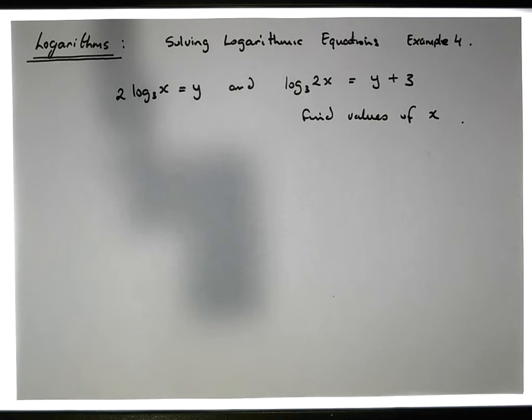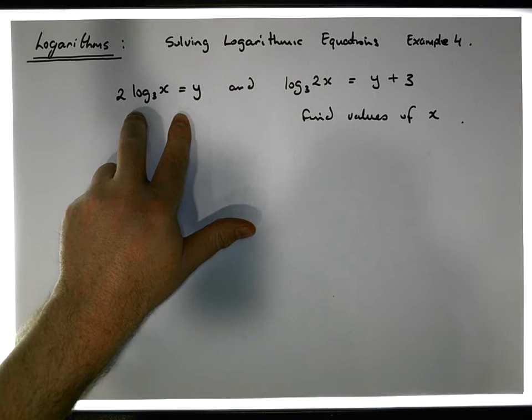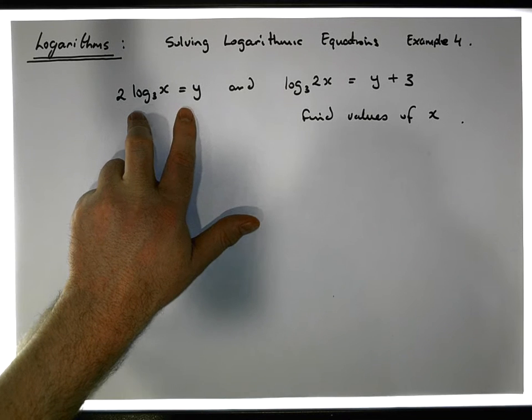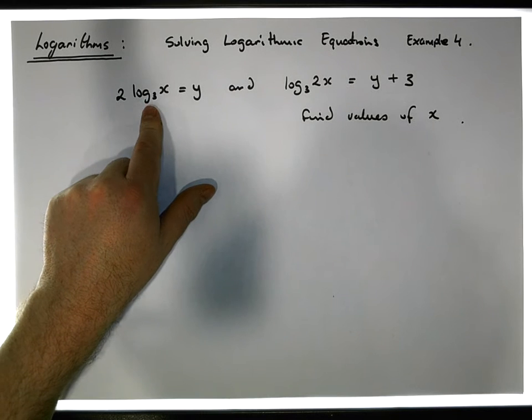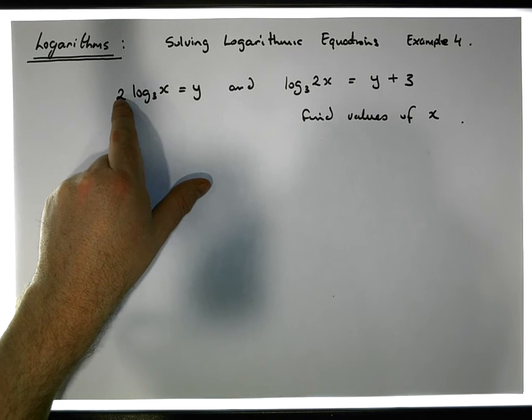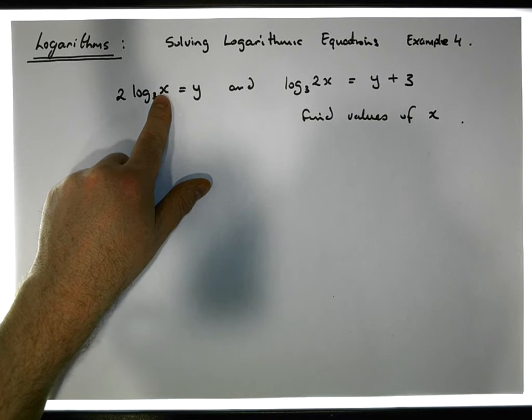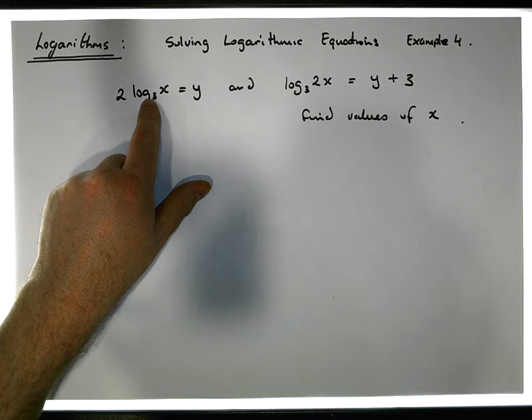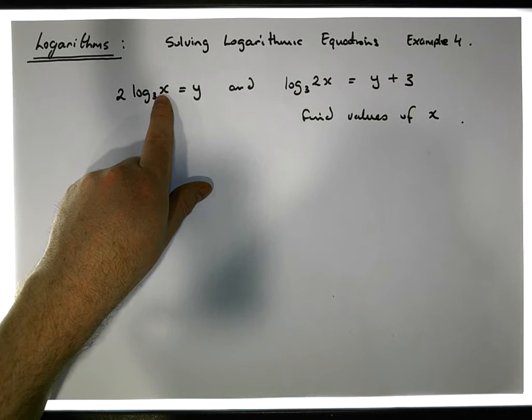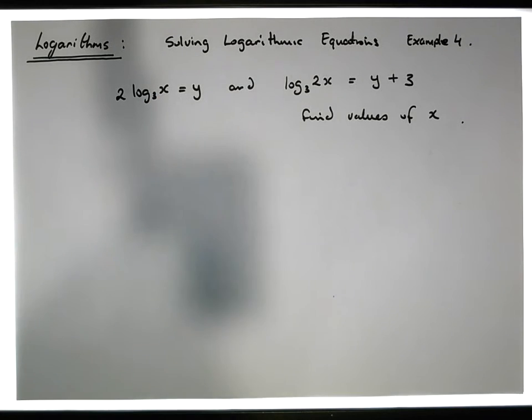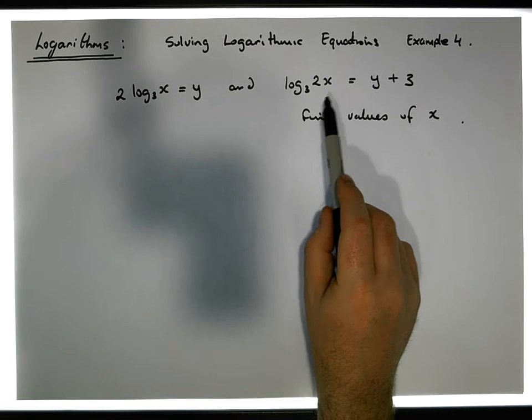So what can we do here? We could have a look at this first one and ask what it means. It means that log of x to the base 3 times 2 is the same as log of x squared to the base 3, which means that 3 to the power of y is equal to x squared. That's not really helping us out. There's nothing more we can do over here.